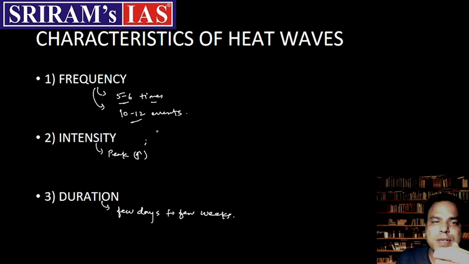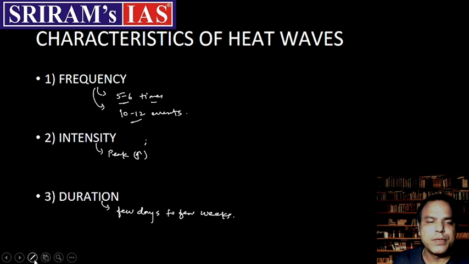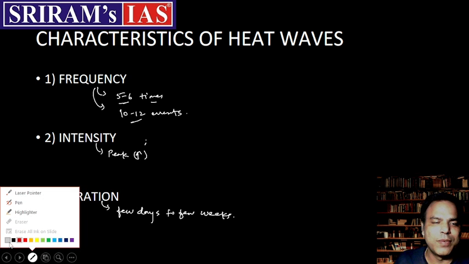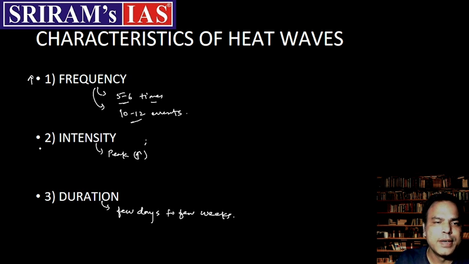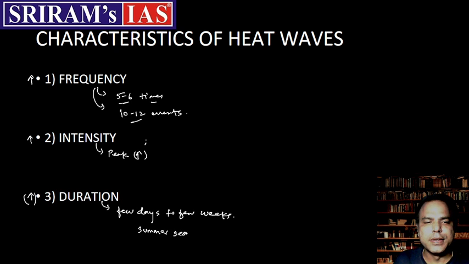Now, three major characteristics of heat waves have been observed: frequency, intensity, and duration. What has been observed due to climate change and global warming? The frequency is increasing, the intensity is increasing, and the duration of heat waves is also increasing. From a few days to a few weeks, heat waves are persisting during the summer season in India. The timing of heat waves in India is from March onwards till June, and sometimes in July the heat waves get extended.